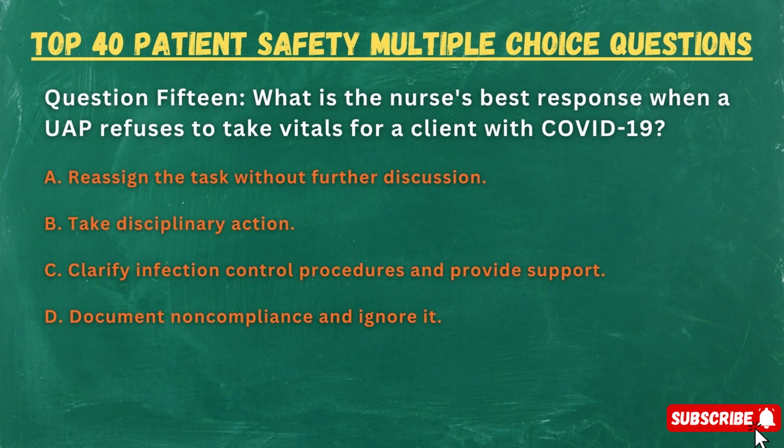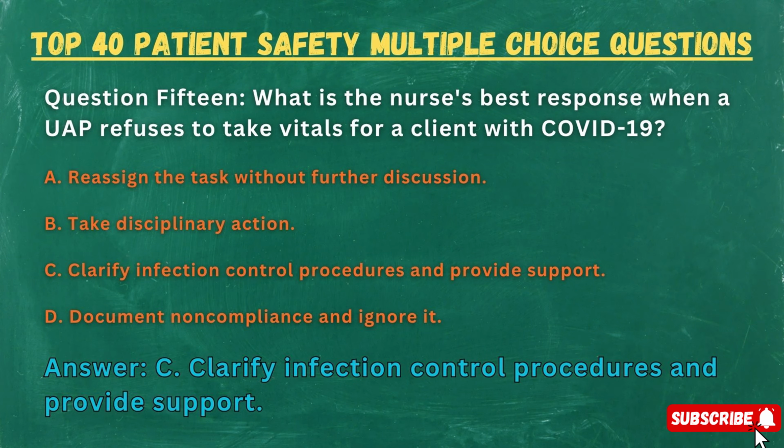Question 15. What is the nurse's best response when a UAP refuses to take vitals for a client with COVID-19? A. Reassign the task without further discussion. B. Take disciplinary action. C. Clarify infection control procedures and provide support. D. Document noncompliance and ignore it. Answer. C. Clarify infection control procedures and provide support.